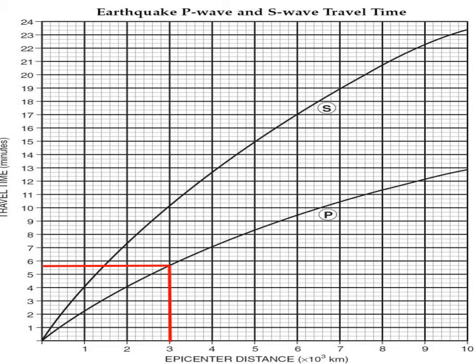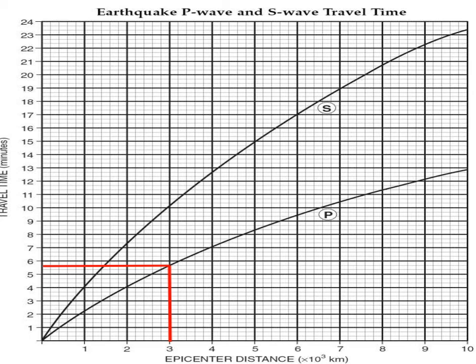So if it's 3,000 kilometers away, you want to see the travel time. If you go up, put a dot, go over, you see the red line goes to a little bit over 5.5 minutes. That would mean the next P wave would be coming in about 5.5 minutes if it's 3,000 kilometers away. If we go over to 4,000 kilometers away, it is 7 minutes. If we go over to, let's say, 7,000 kilometers away, it goes up to about 10.5 minutes.